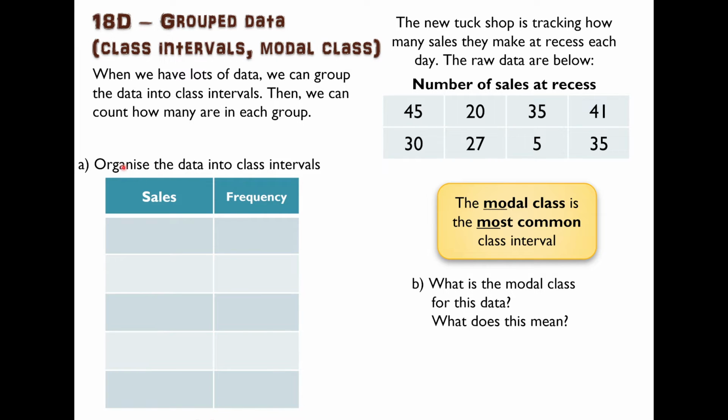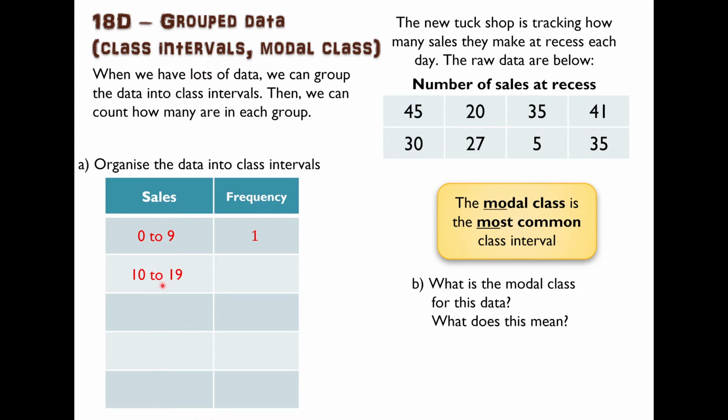We're going to organize the data into class intervals. And you're thinking, what is a class interval? A class interval is a range. Interval means a range of numbers. So we can count how many results were between 0 and 9. Here, there is only one result that is between 0 and 9.